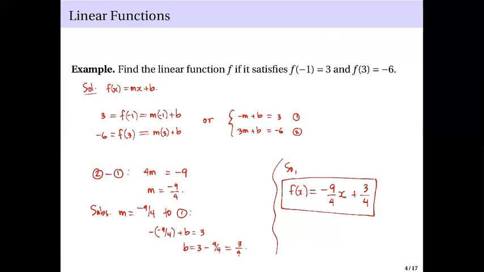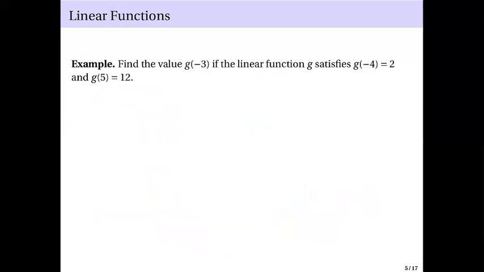For the next problem, find the value g of negative 3 if the linear function g satisfies g of negative 4 equals 2 and g of 5 equals 12. Okay? So for this problem, we have two goals. First goal is to find the function g. Once we know the function g, we can now calculate g of negative 3.